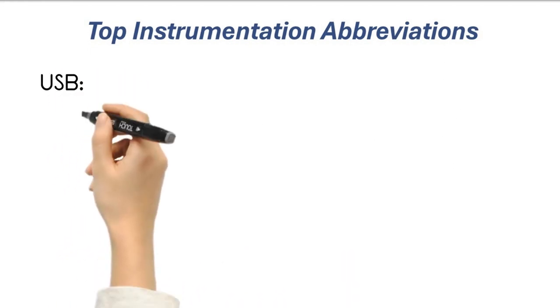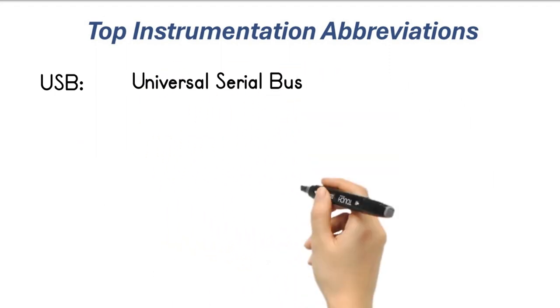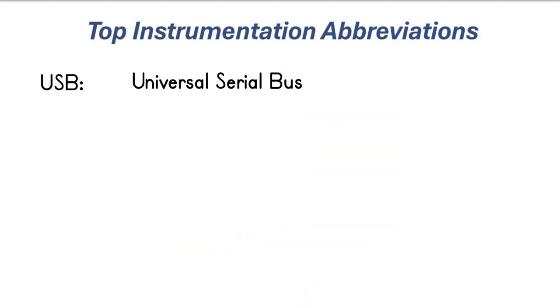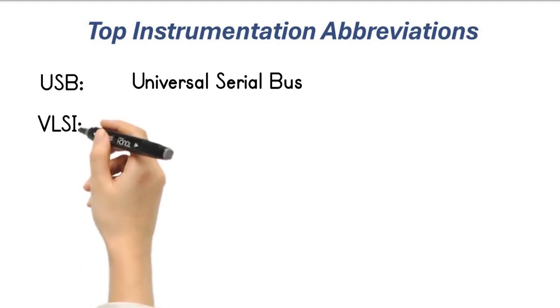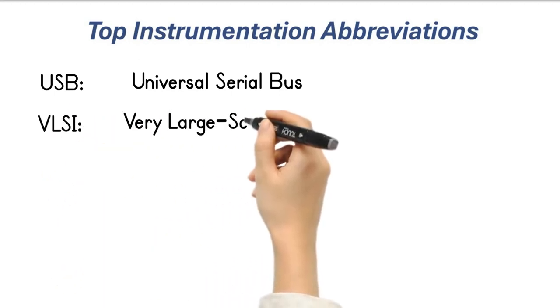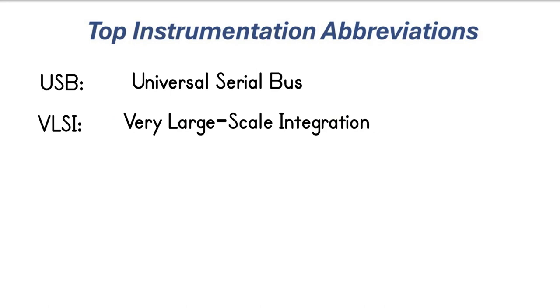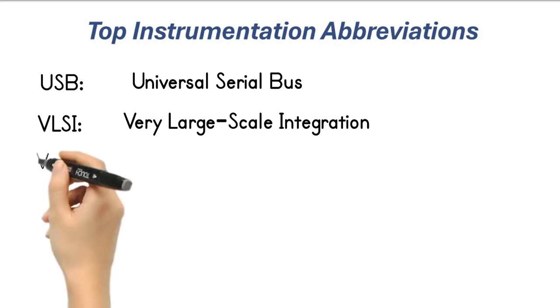USB. USB stands for Universal Serial Bus, an industry standard that establishes specifications for cables, connectors, and protocols for connection, communication, and power supply between computers and peripheral devices. VLSI. VLSI stands for Very Large Scale Integration, the process of creating an integrated circuit, IC, by combining thousands of transistors into a single chip.